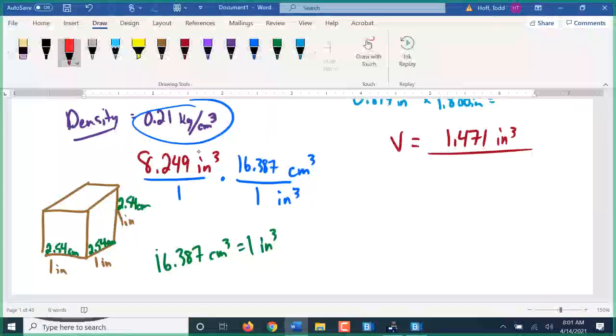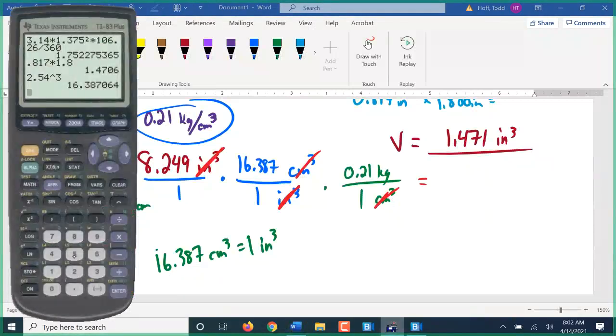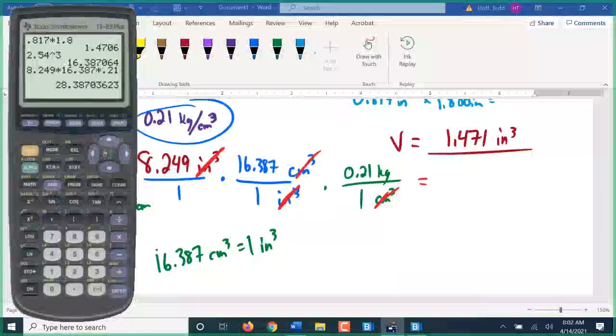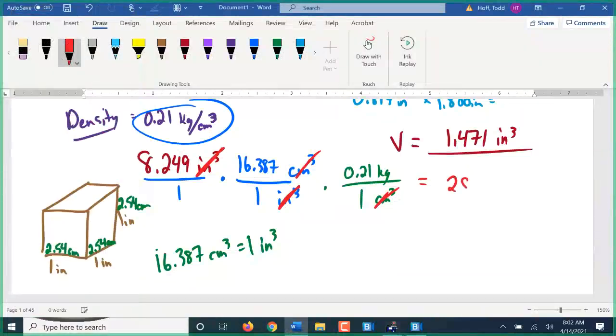Now, while we're at it, cubic inches have canceled out. We just want to convert this into kilograms while we're at it. We're going to put cubic centimeters on bottom here. 0.21 kilograms is equivalent to 1 cubic centimeter. Cubic centimeters are going to cancel out. So we have 8.249 times 16.387 times 0.21. We get 28.387 kilograms, the mass of that piece.